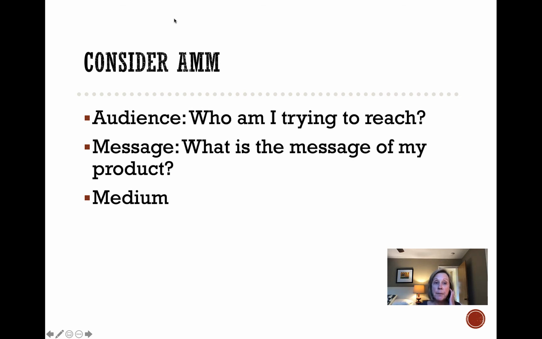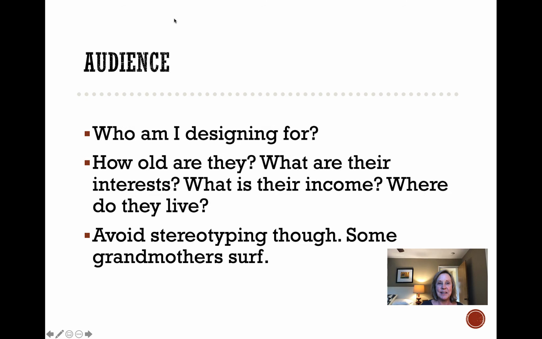Now, when you're picking a font, the first thing you want to consider is AMM. Audience, who are you trying to reach? Message, what is your product? What is what you're designing trying to say? And the medium, is it a poster? Is it a website? Is it a resume? More on that in a second.